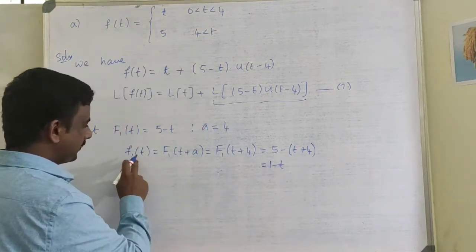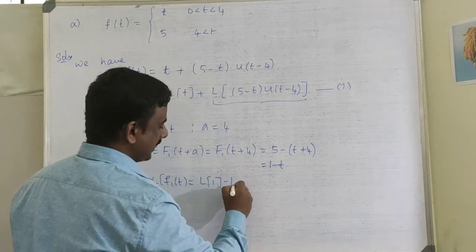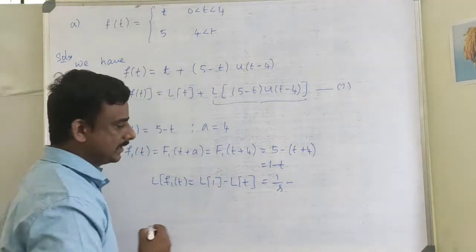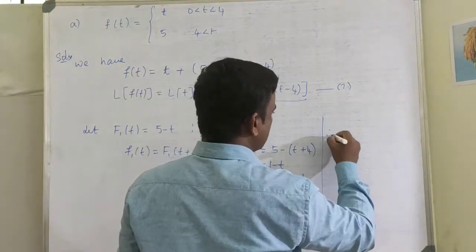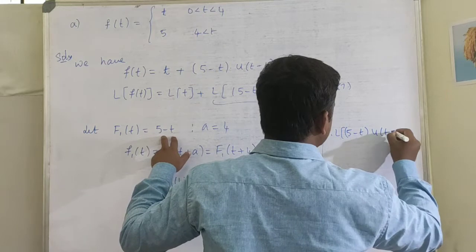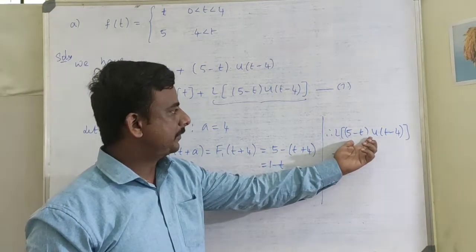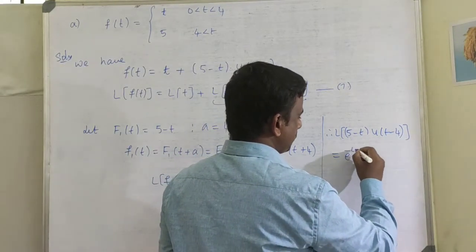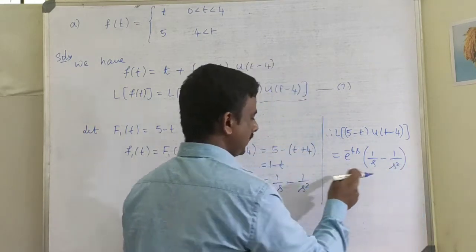So the Laplace transform of f1 of t equals the Laplace transform of 1 minus the Laplace transform of t. The Laplace transform of 1 is 1 by s, minus the Laplace transform of t, which is 1 by s square. Therefore, the Laplace transform of (5 minus t) into u of t minus 4 is e power minus 4s times the Laplace transform of f1 of t, which is 1 by s minus 1 by s square, that we have computed here.